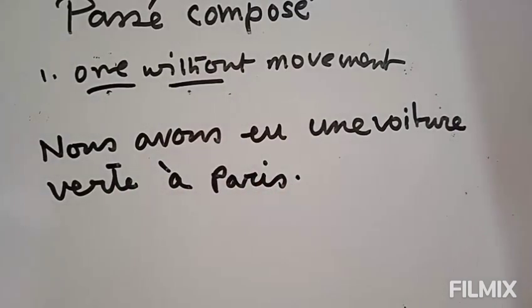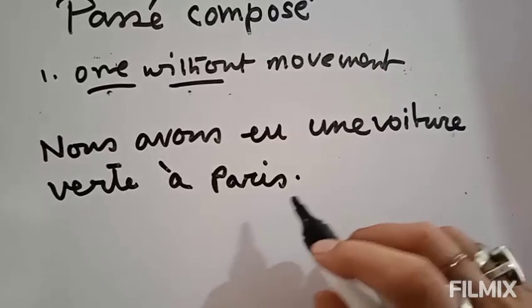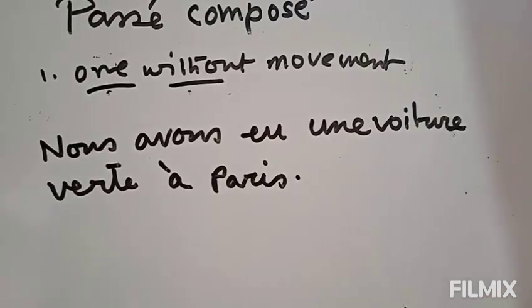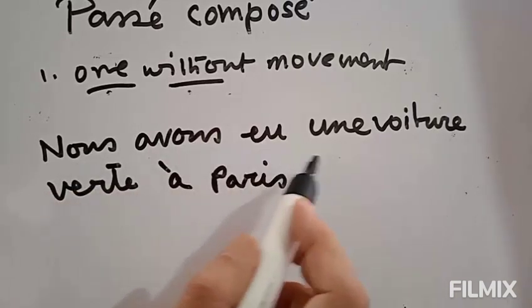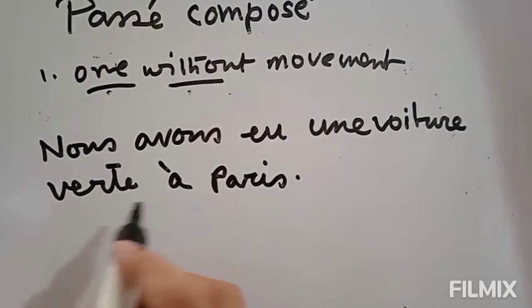This is a live example. We have had, or we had, a green car in Paris. That means when we were in Paris, then we had a green car, green color car. In voiture, vert means green color car.